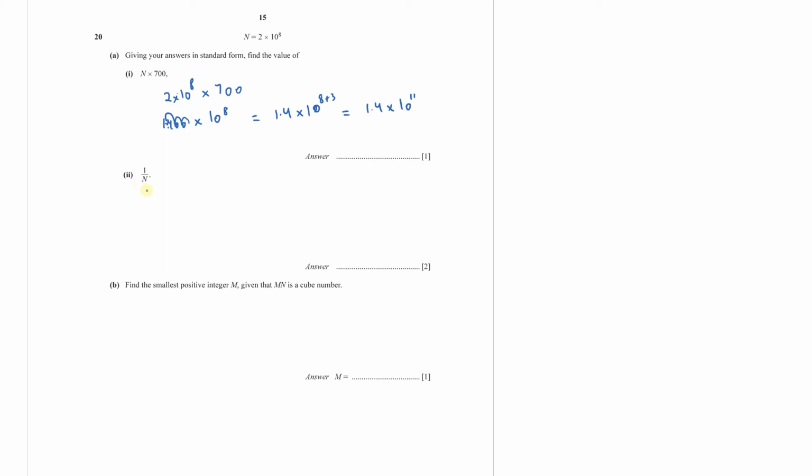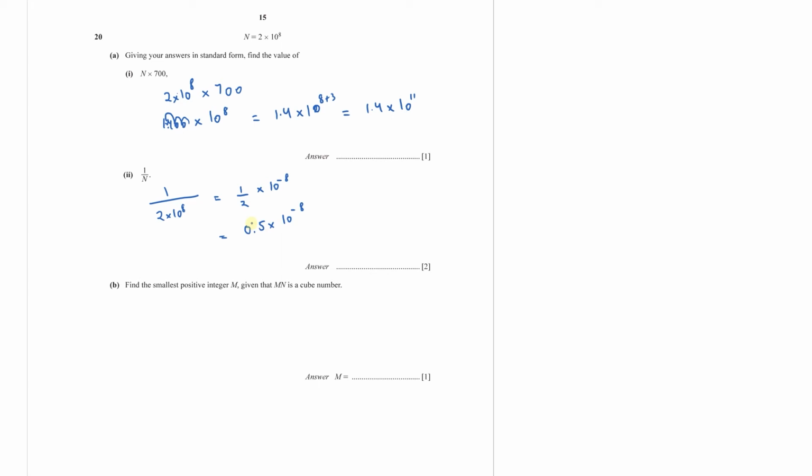Part 2 is you have to calculate 1 over n. So 1 over n is 1 over 2 into 10 power 8. So 1 over 2 is 0.5. So let me take this 10 power 8 into the numerator. So this becomes equal to 1 over 2 into 10 power minus 8, since I brought it up into the numerator. 1 over 2 is 0.5 into 10 power minus 8.